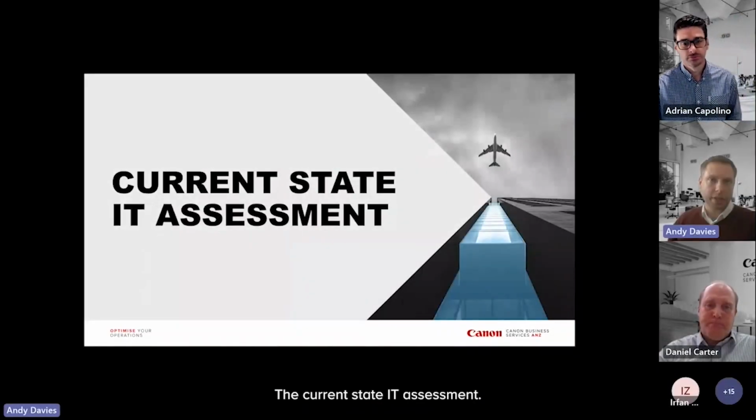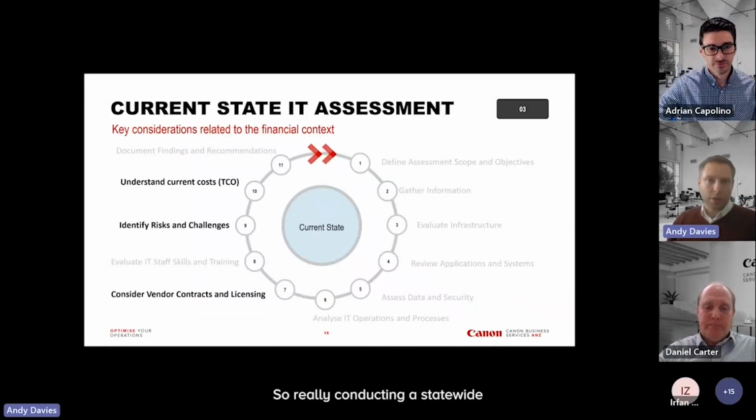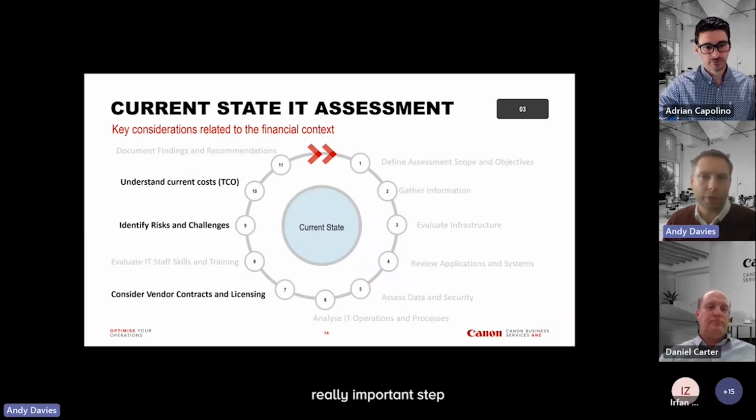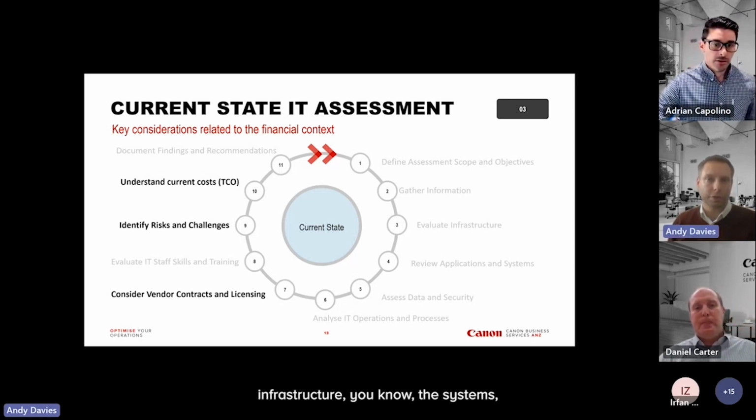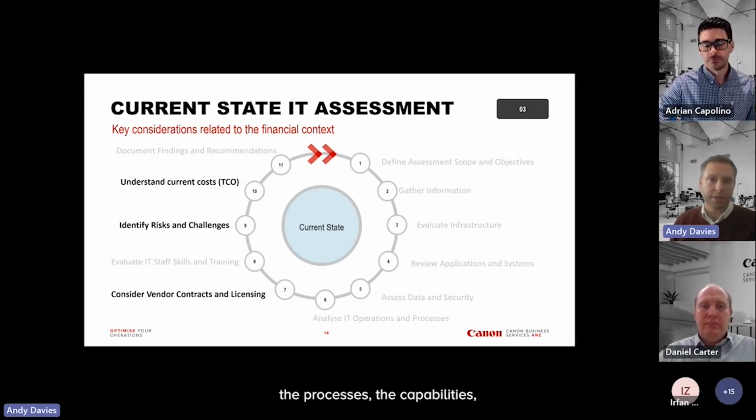So the current state IT assessment. Conducting a current state IT assessment is a really important step in developing a cloud strategy. It helps evaluate the organization's current infrastructure, systems, processes, and capabilities, to determine your readiness for cloud adoption. Because we're focusing on the financial side, we've highlighted the ones applicable to this.